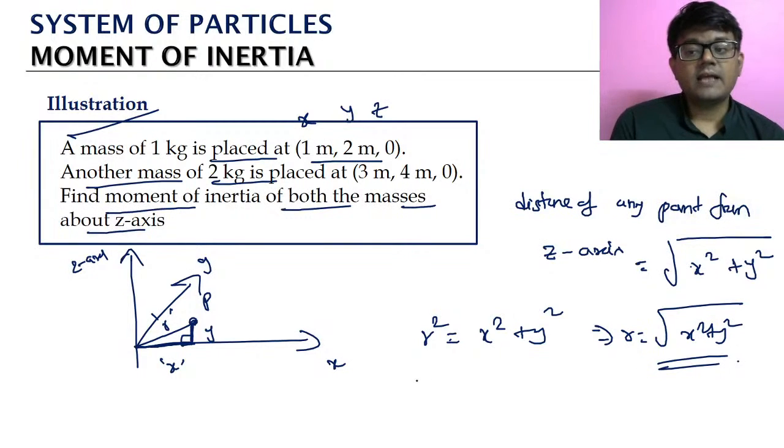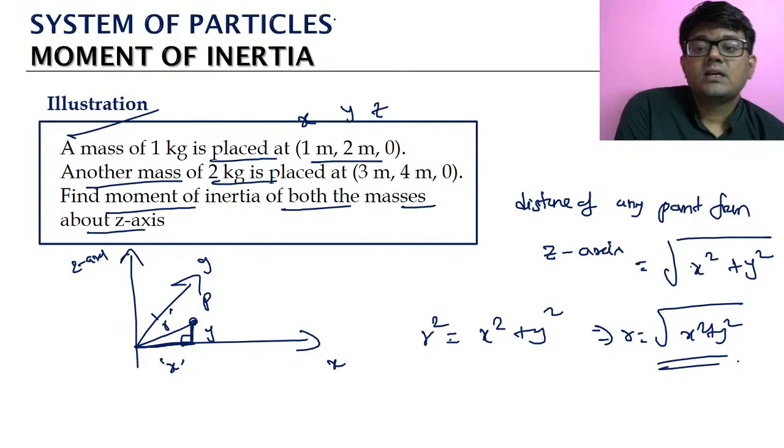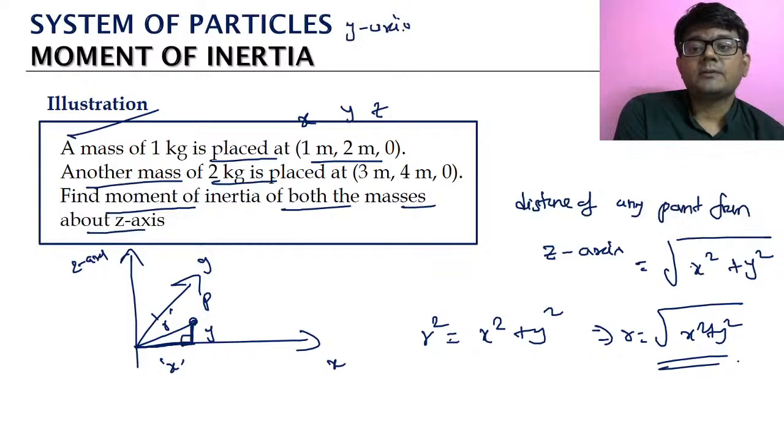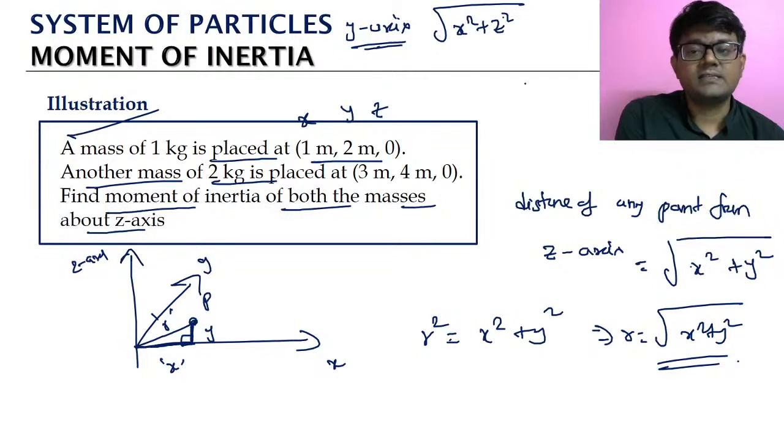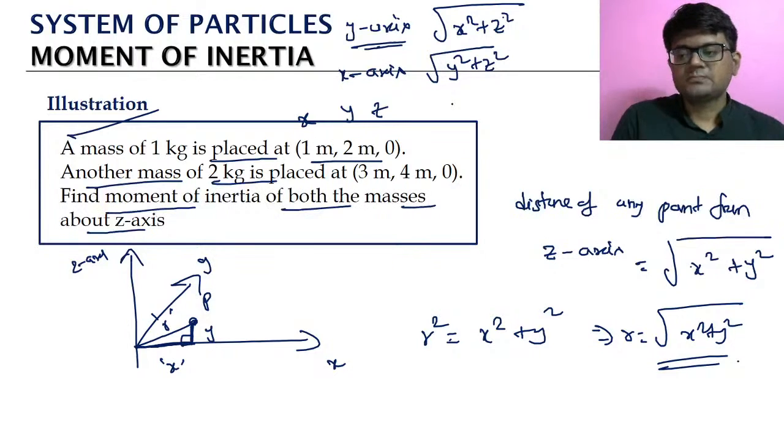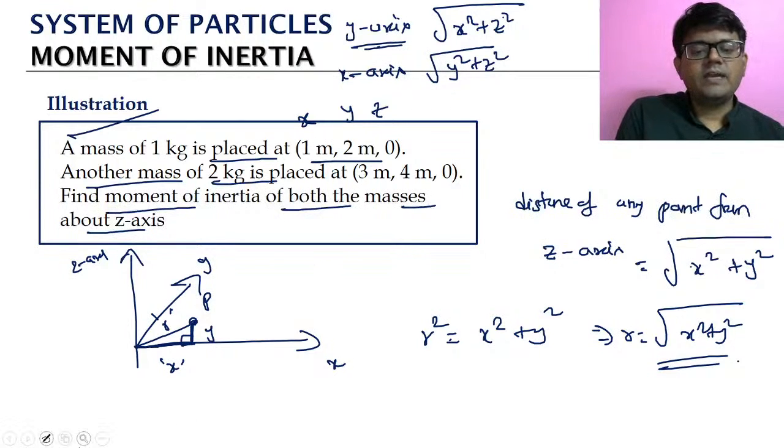Okay, அந்த மாதிரி if somebody is asking us what is the distance of a point from the y axis, கேட்டா what will it be? It will be root of x square plus z square வரும். If somebody is asking us what is the distance of a point from x axis, கேட்டா it will be root of y square plus z square. Okay, so now we are having two particles. எத்தனை particles இருக்கு, we are having two particles.